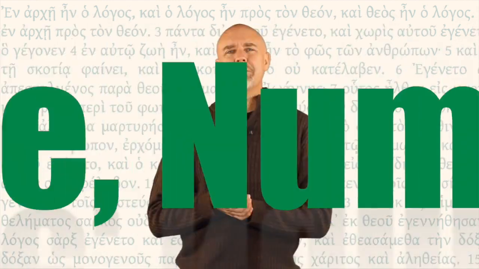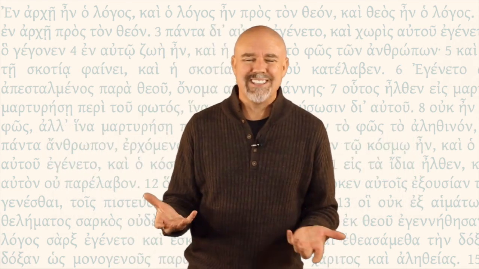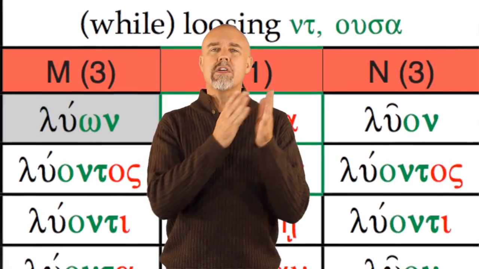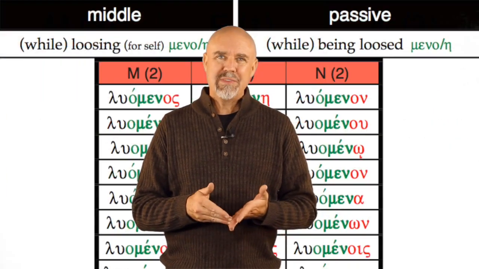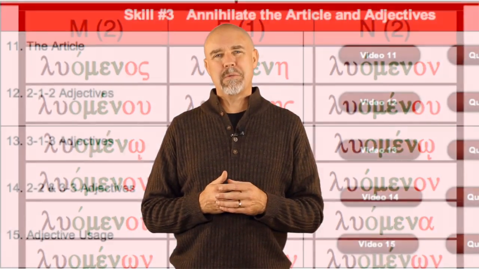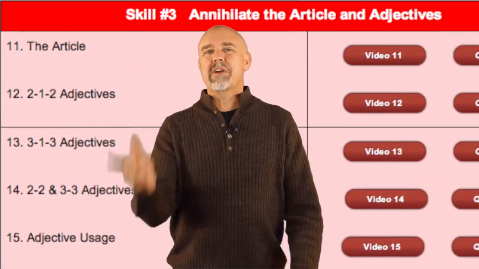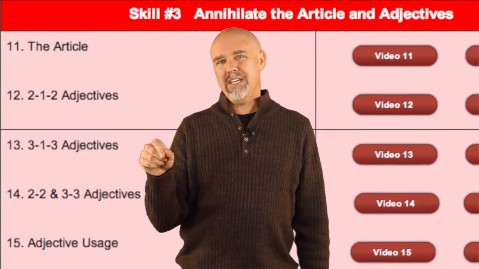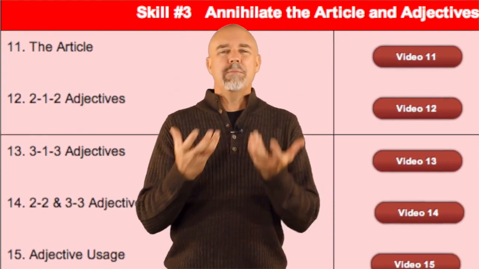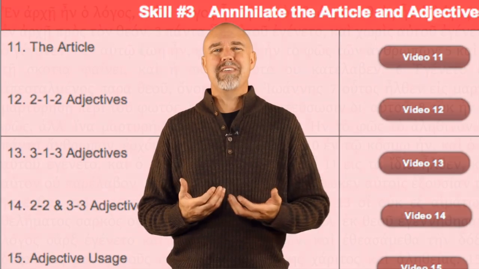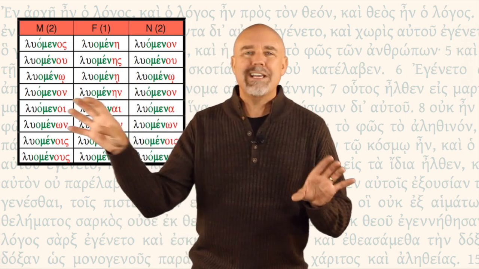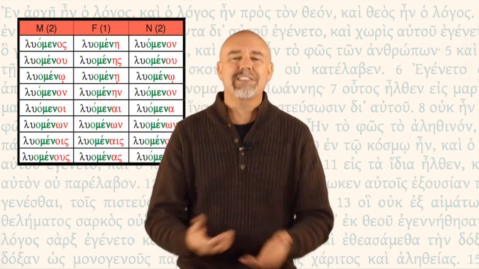Now, how will we know the case, number, and gender? Well, I've already said, by the personal endings. And so we will see that in the active voice, the participles follow the 3-1-3 pattern of declension. And in the middle passive voice, the participles follow the 2-1-2 pattern of declension. It would probably be worth it for you to go back and re-watch videos 12 and 13, which are about 2-1-2 adjectives and 3-1-3 adjectives, and just remind yourself about how those are formed, because it's exactly the same thing with the participles. If you understand 2-1-2 adjectives, you'll have no trouble with the middle passive participles because they follow exactly the same pattern. You'll see that.